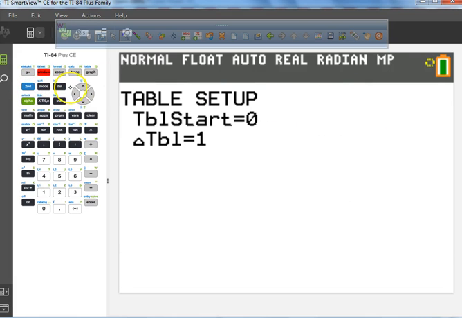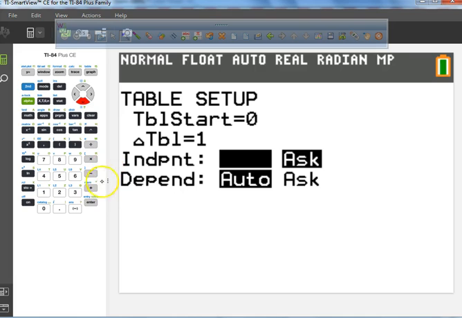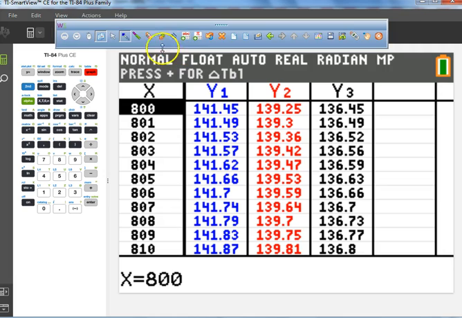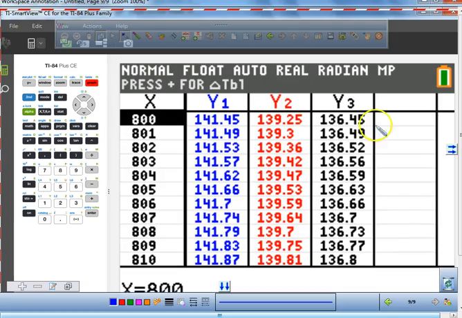Or you could hit second window, and you don't have to ask it. You can keep it auto. But where do you want to start your table at? You want to start your table at 800. Then you hit second graph, and it still brings you to your answer. So 136.45 would be your answer. Right here.